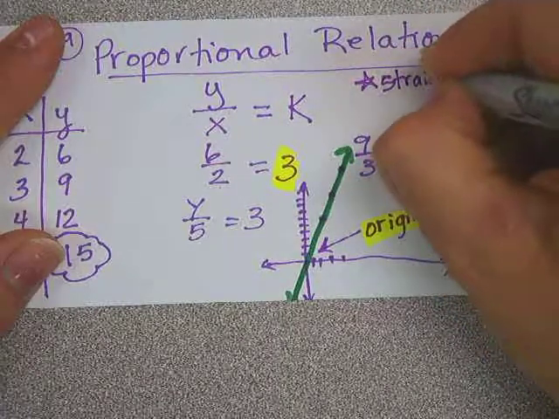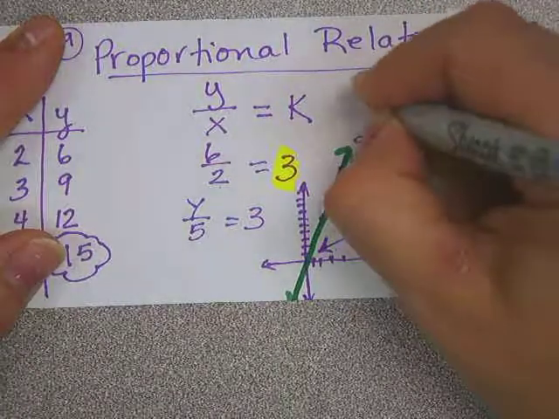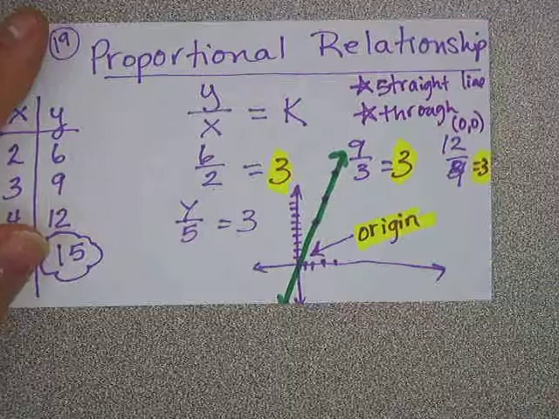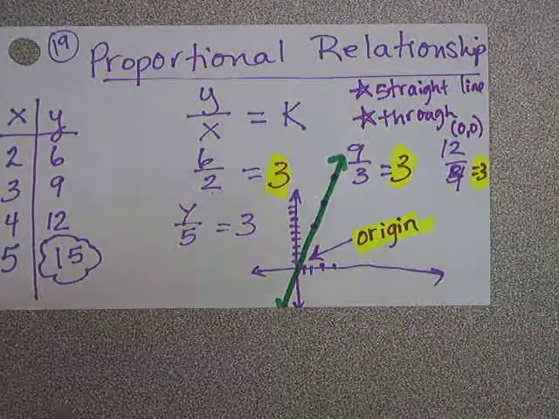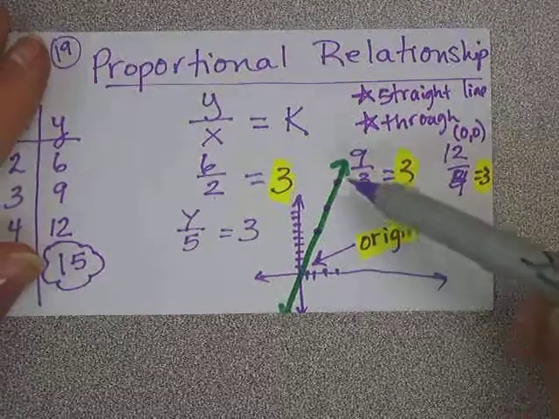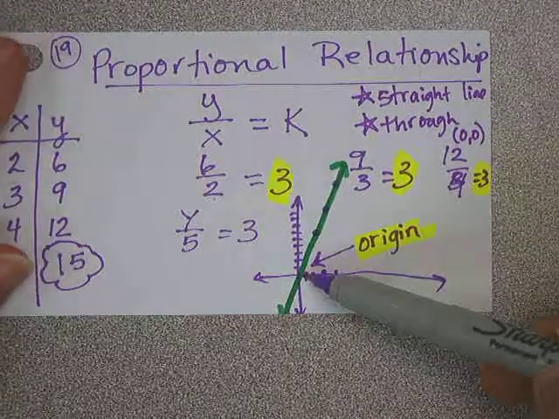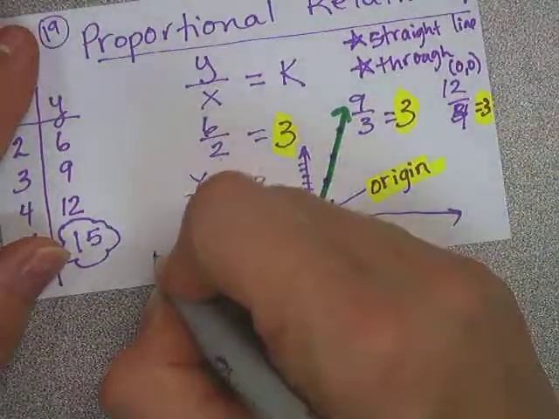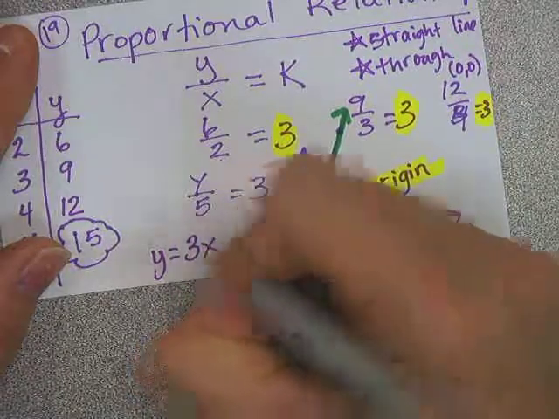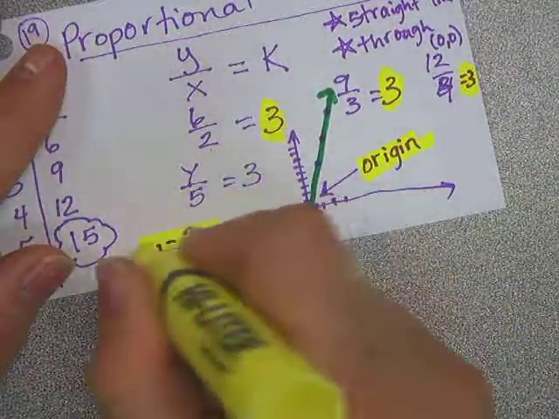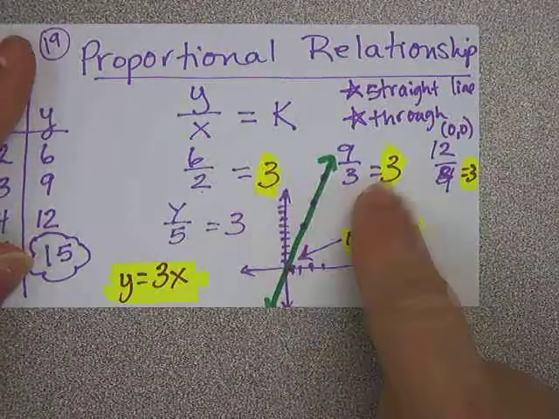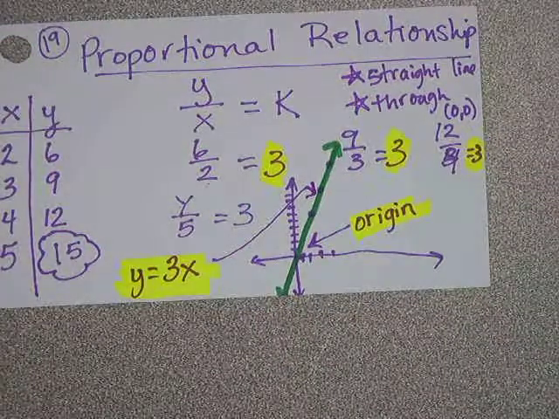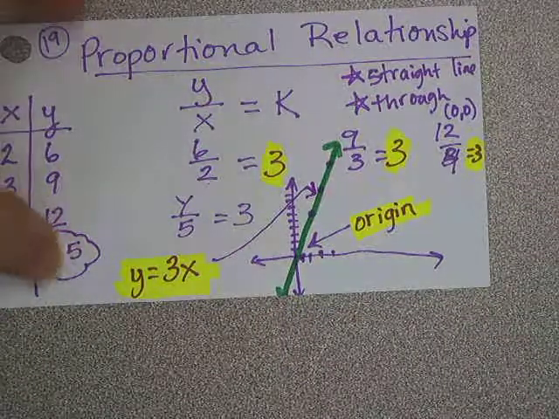It's always going to be a straight line through the origin. Okay? And one last fact, if it is a straight line going through the origin, the equation for this line is going to look really simple. It's always going to be y equals whatever that k value is times x. So remember up here we found our k value to be 3. So the equation of this line is y equals 3x.